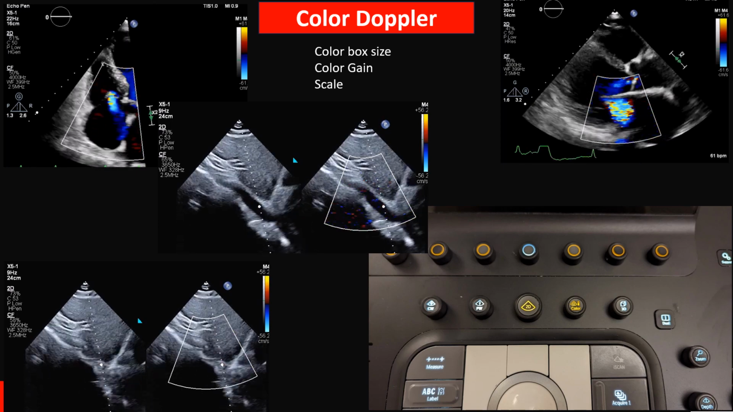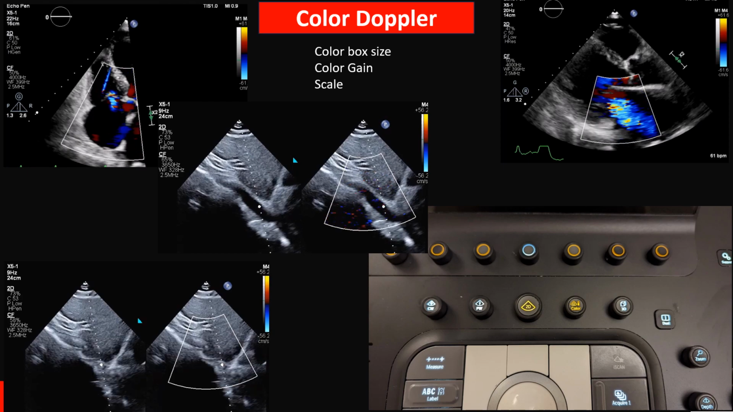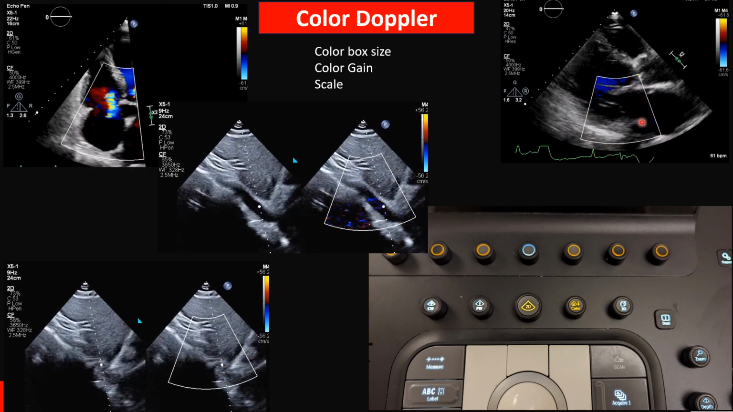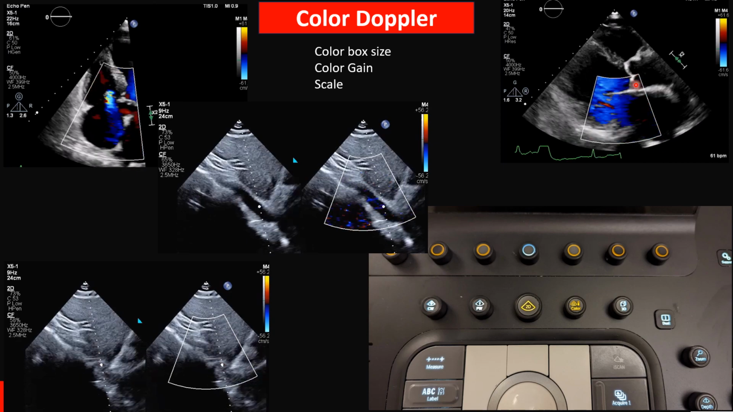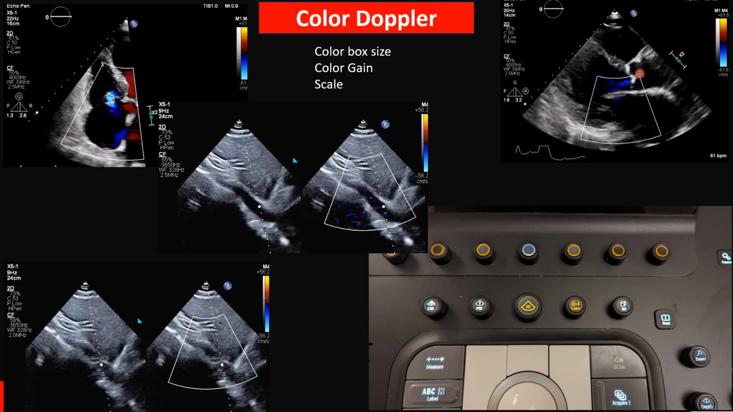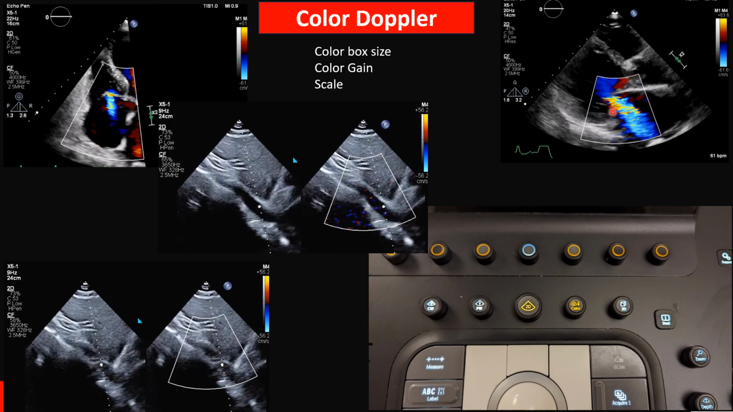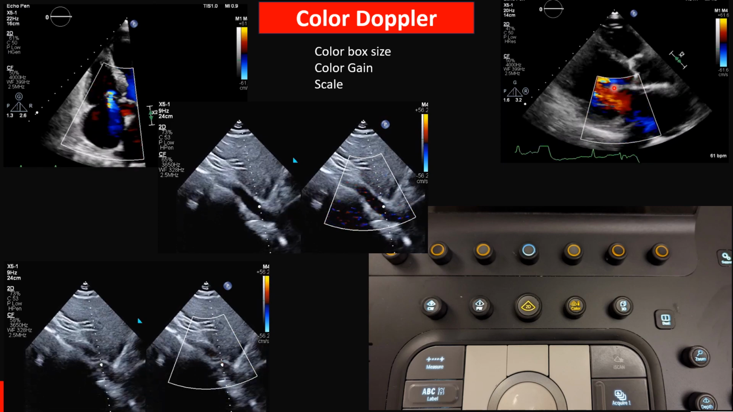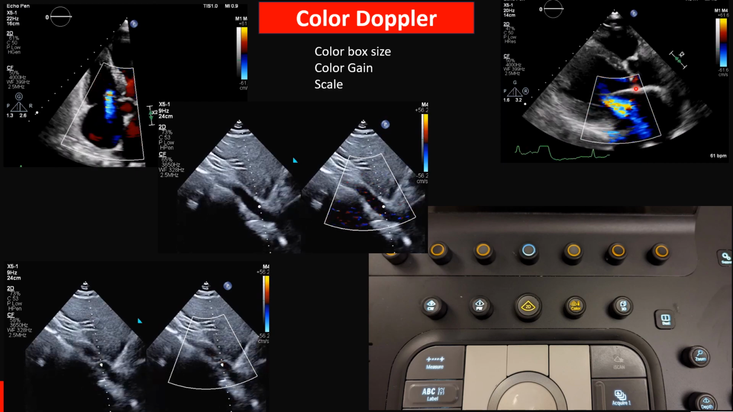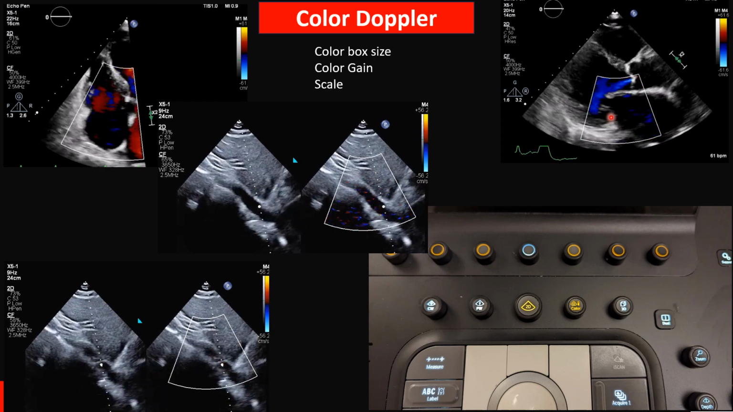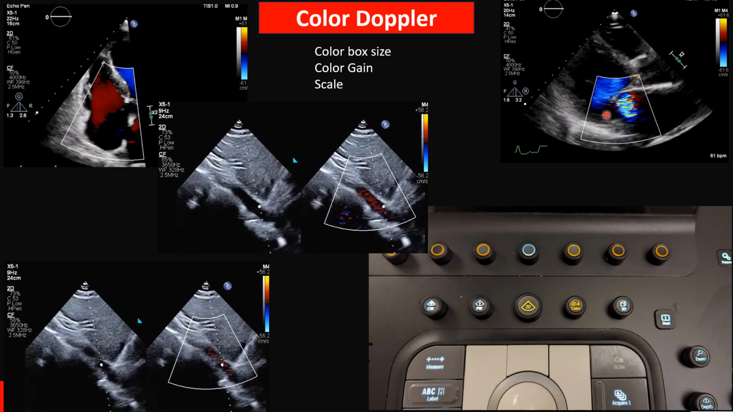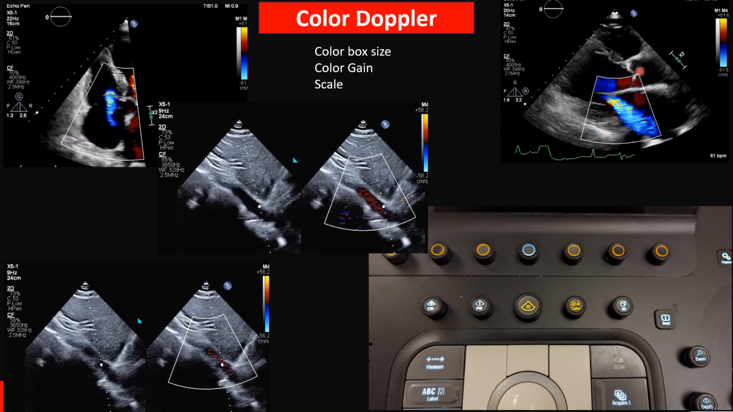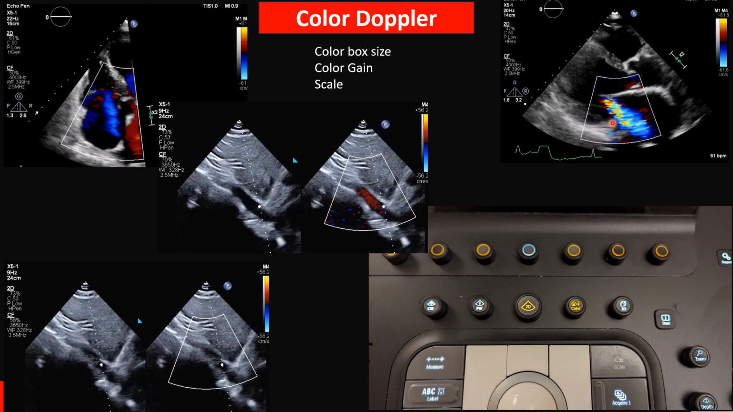First, we go for the size of the color box. The color box generally should be around the size of the area of interest. For example, for the mitral valve, we have to cover all of the mitral valve, not just only the jet, because any regurgitation or other abnormality can happen in any spot of the mitral valve. So we cover from the annulus, a little more than the annulus of the mitral valve.